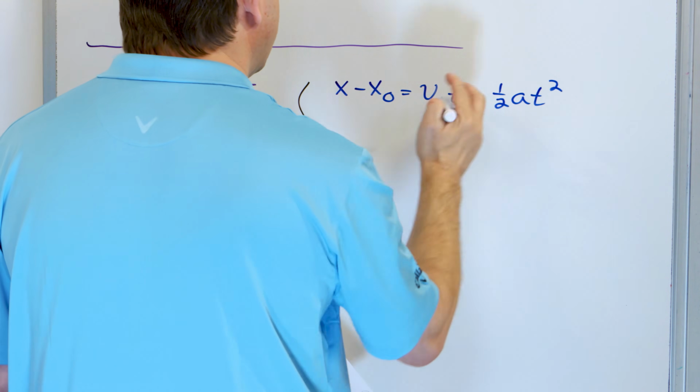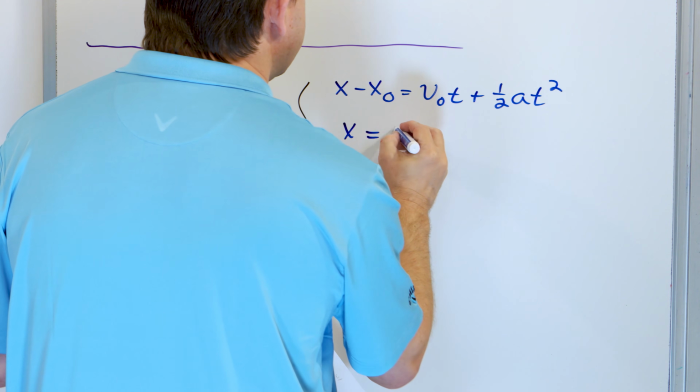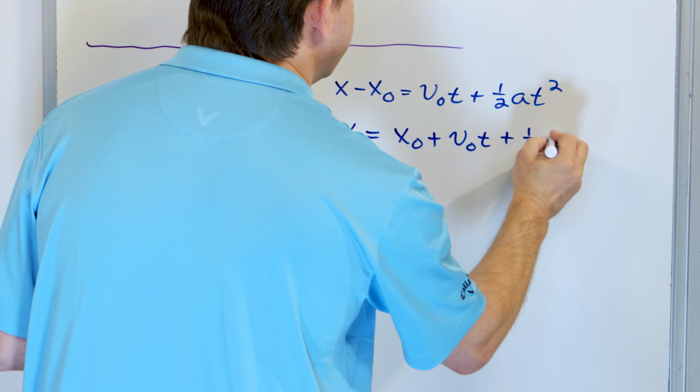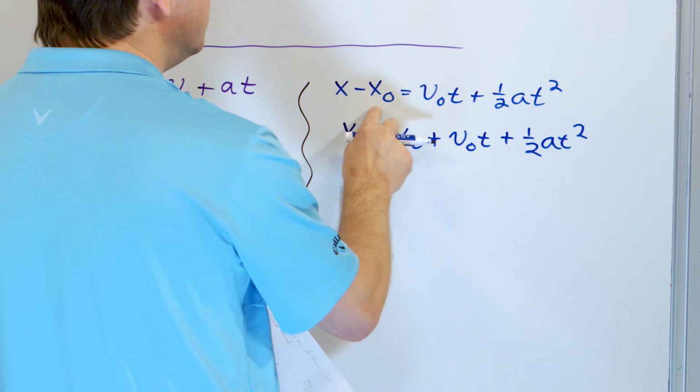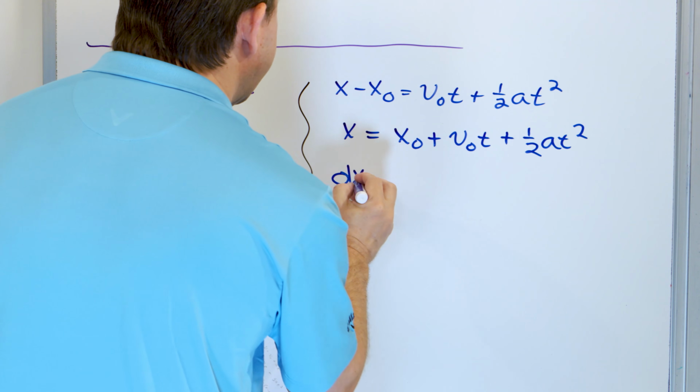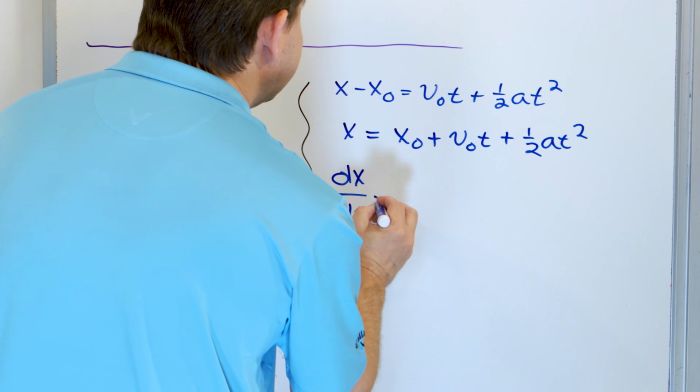But for this, let me move it over here. So what we'll do is we'll say x naught plus v naught t plus 1/2 a times t squared. I'm just going to move it to the other side, and now I have the final position. Let's take the derivative of x with respect to t, and let's see what we get.